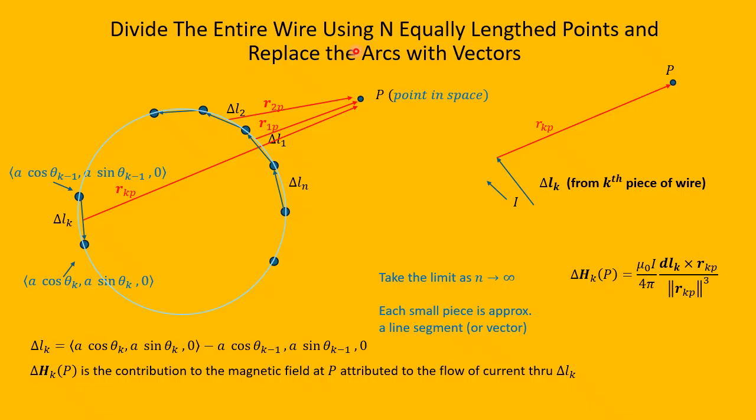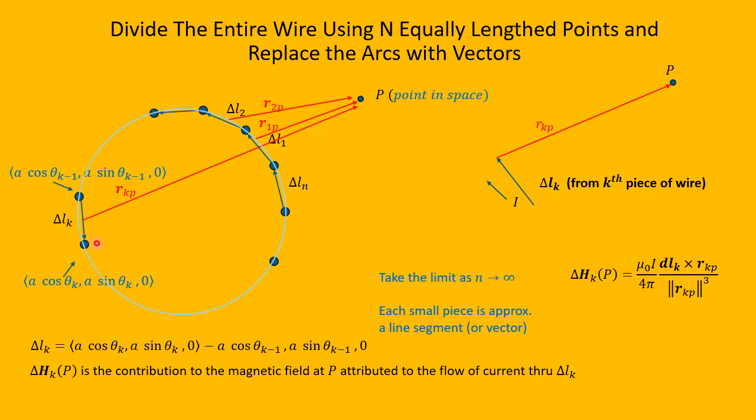Let me reiterate what I just said. What we're going to do, remember, is divide the entire wire, that circular wire carrying the current, into n, lowercase n here, equally spaced points, and replace those arcs with vectors. And we have a picture of something like this. We can see the circle here, these points.